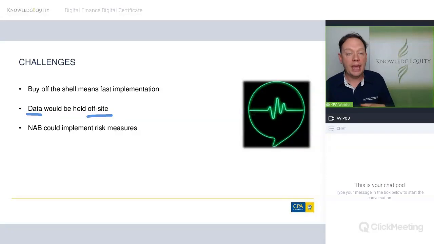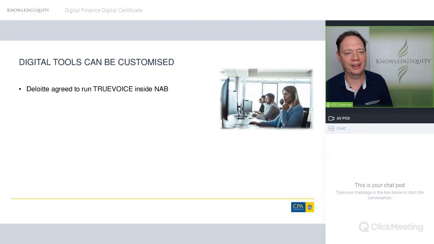NAB considered their own risk measures for this. One would be to anonymize the data, but they still were nervous enough that they did not want to go ahead with the implementation of True Voice because they felt the risk was too high. So you can walk away or you talk with your supplier further.